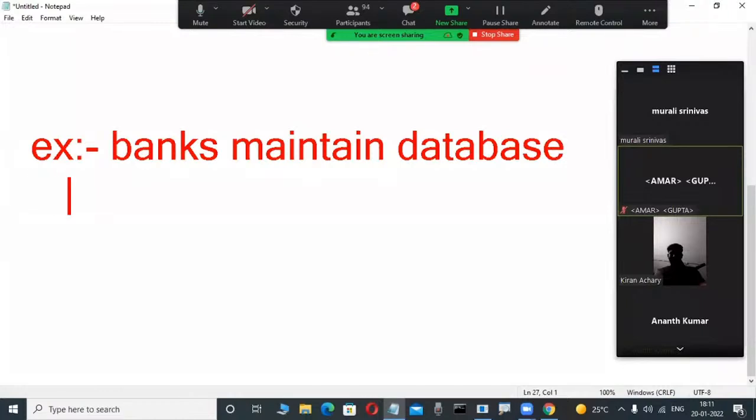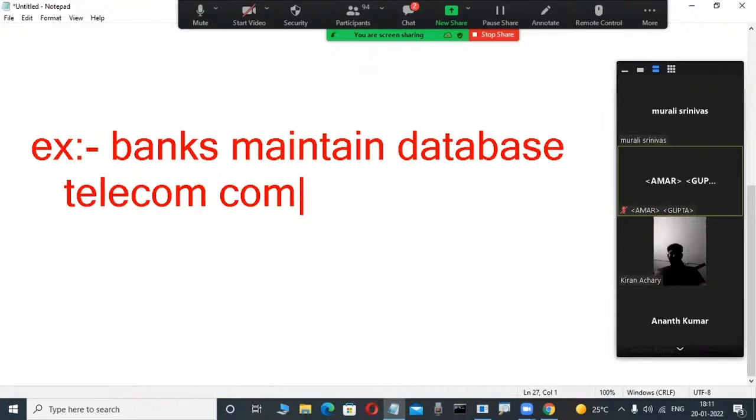Suppose telecom companies. There are so many examples, just roughly for easy understanding. I'm saying telecom companies maintain databases. Suppose you make a call to your friend or anything. Those call details will be stored in a database.